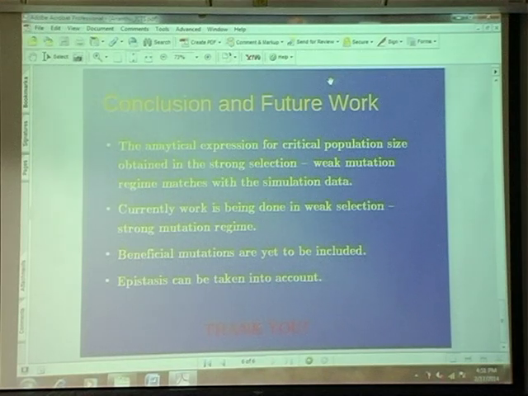And this is the conclusion and future work. The analytic expression matches well with the simulation result. Currently work is being done in the weak selection strong mutation regime. Beneficial mutations and epistasis can be taken into account in my work. Thank you.